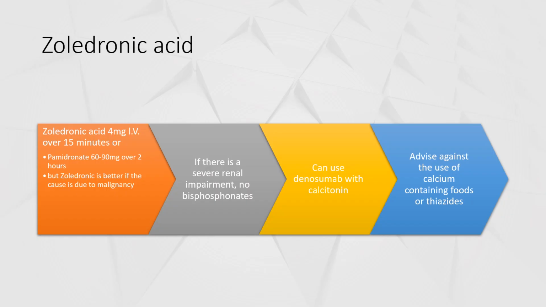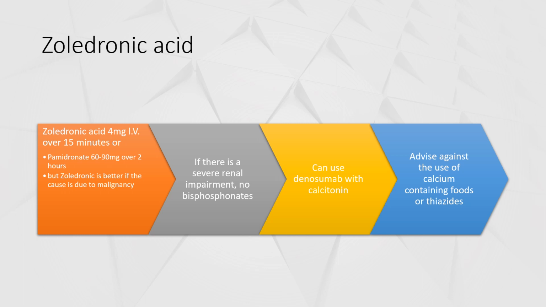You can use zoledronic acid. Zoledronic acid 4 mg intravenously, but very slowly over 15 minutes. Or you may go for Pamidronate at 60 to 90 mg over 2 hours. But zoledronic acid is better if the cause is due to malignancy. If you are dealing with a severe renal impairment, please no bisphosphonates here. You can, however, use Denosumab with calcitonin.